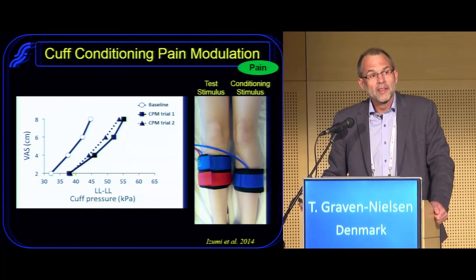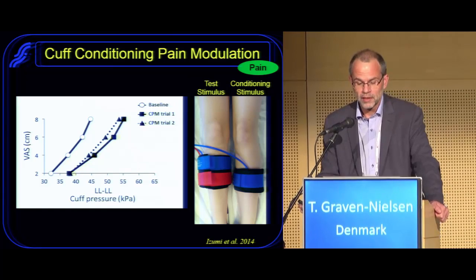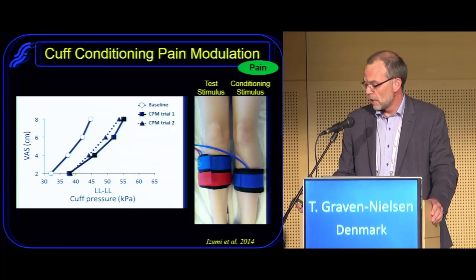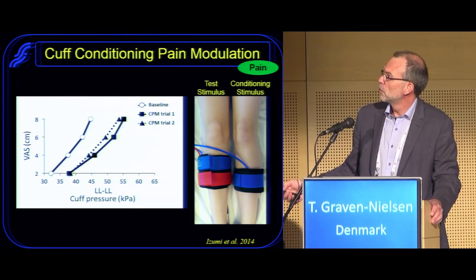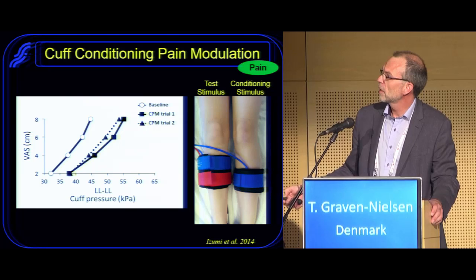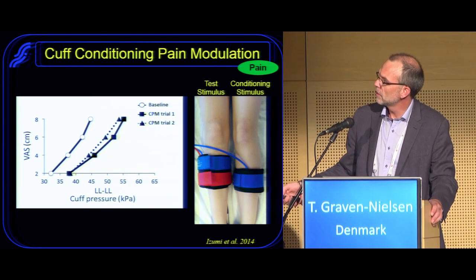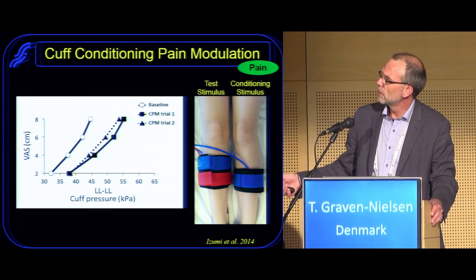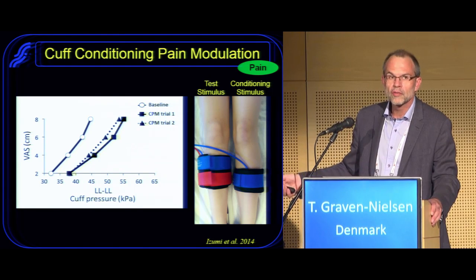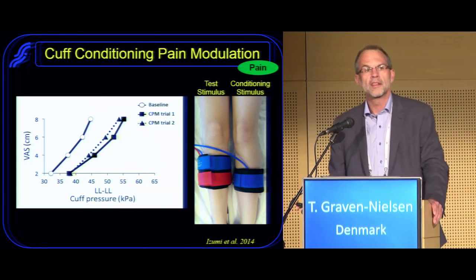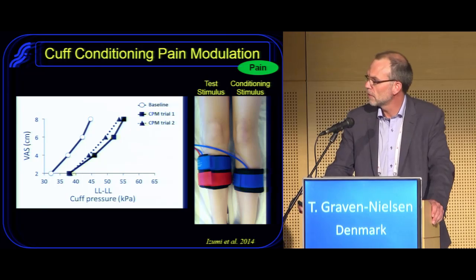We can also evaluate this by cuff algometry, and right now we're running a similar, very large study using this setup, where we can do the conditioning stimulation on one leg, and with cuff algometry on the other leg do the assessment as a test stimulus. What we see here is that at baseline, we have this type of stimulus response function. When we then start the conditioning, a strong, painful stimulation on the other leg, we have a right shift, indicating this conditioned pain modulation.